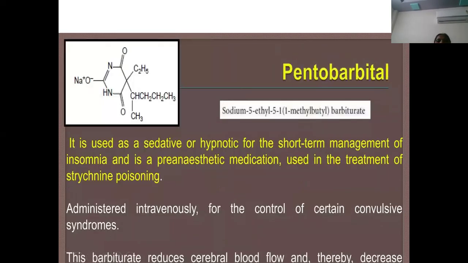Next, pentobarbital. In the pentobarbital structure, at the 5th position, an ethyl and one more side chain, a 1-methyl butyl side chain, is present. What is the IUPAC name? Sodium 5-ethyl 5-(1-methyl butyl) barbiturate. That is the IUPAC name for pentobarbital.